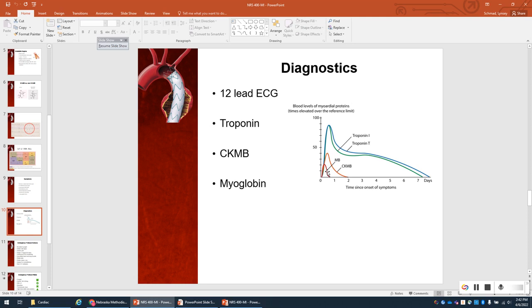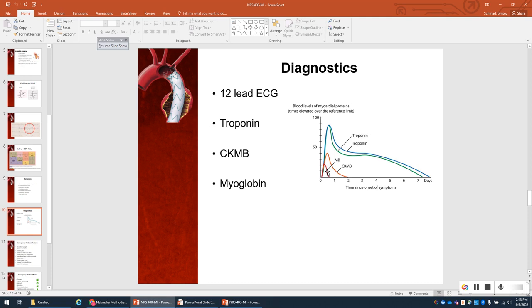CKMB is another biomarker protein that is specific to the heart muscle, but it's not as sensitive as troponins, so it may or may not be drawn. It does increase at 6 hours and peaks around 18 hours, and then it returns to normal after 24 hours. So you can see that orange line on there is your CKMB. Again, it is not as specific as troponin.